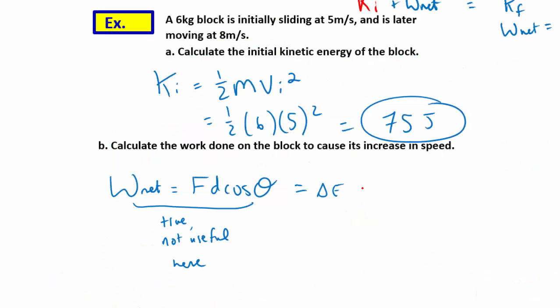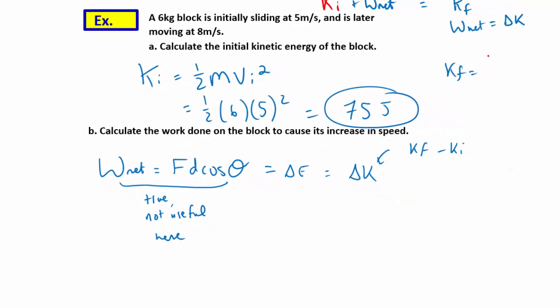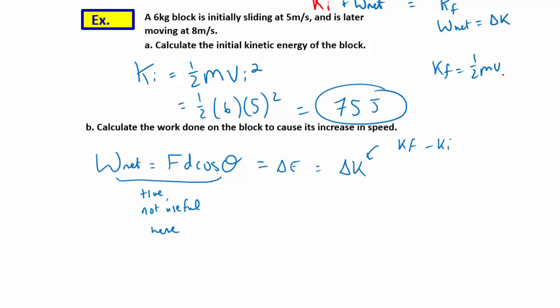And the change in energy in this case is all kinetic energy. So the change in kinetic energy is the final kinetic energy minus the initial kinetic energy. We already calculated the initial kinetic energy. Why don't we go back and calculate the final kinetic energy? So 1/2 m vf squared. And we're going to get that our final kinetic energy, going 8 meters per second, is going to be equal to 192 joules.